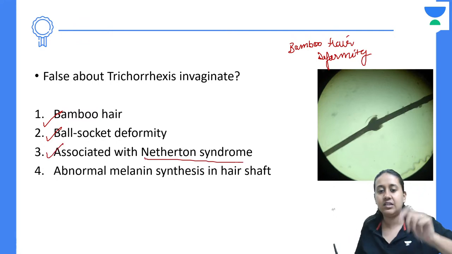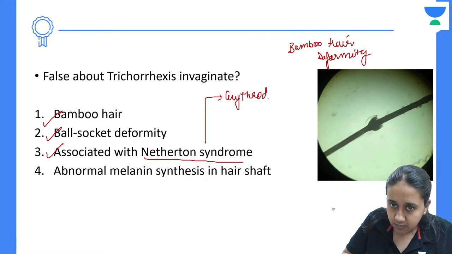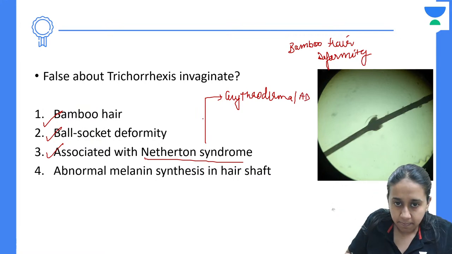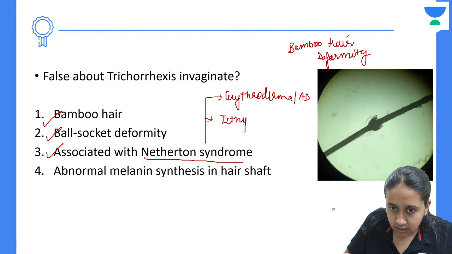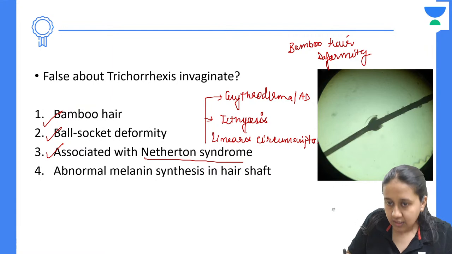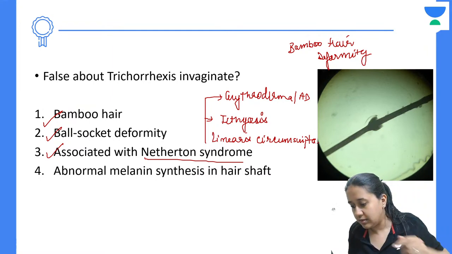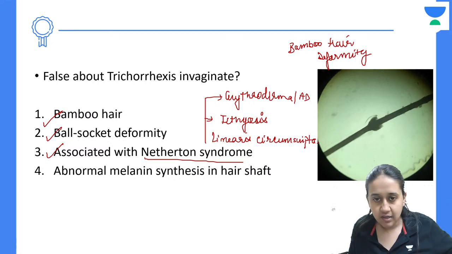Now the question is, what is the other feature? In Netherton, you will get erythroderma, and a patient will have a background of atopic dermatitis. You have a classical cutaneous lesion, which is ichthyosis linearis circumscripta. If this is clear, I request a quick thumbs up from all my dear students.